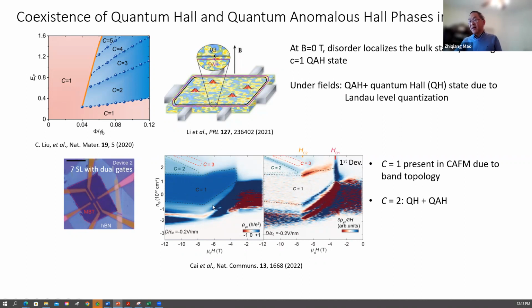So here's a phase diagram as a function of carrier density and field. The quantum anomalous Hall state is present in the canted antiferromagnetic phase. And at higher field, you can see higher Chern number phases, which include both the quantum Hall state and the quantum anomalous Hall state.